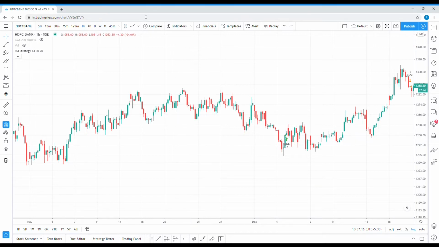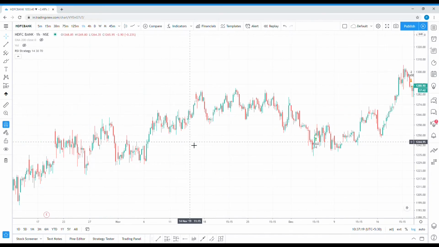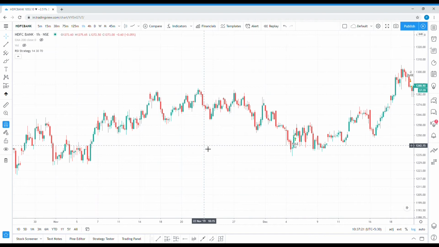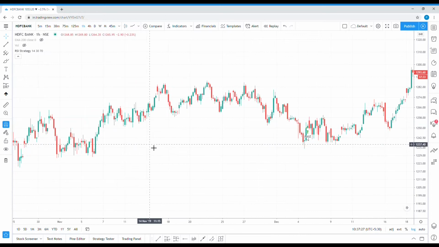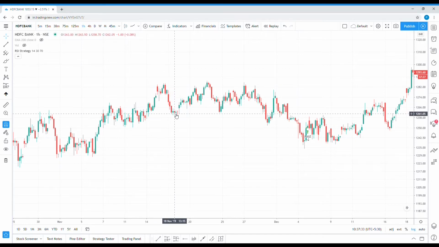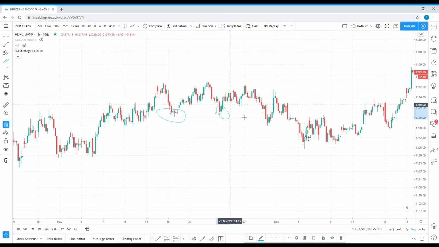So how do we draw support and resistance? First we will see how to draw a support line. As you can see, the price went up till here, then it came down again. From here it went up again and came down again. So you can see the price is moving up from this point, and we can say there is some kind of support.